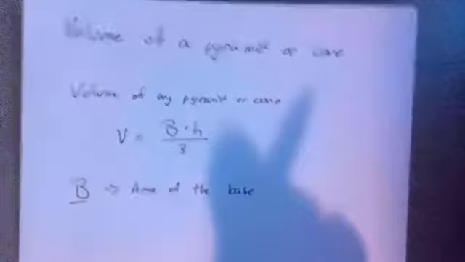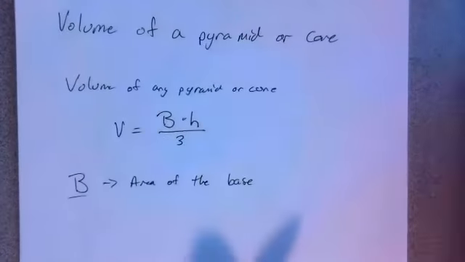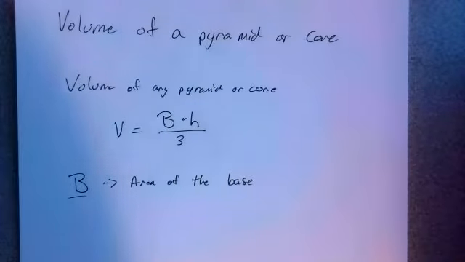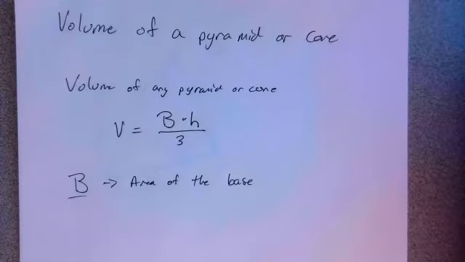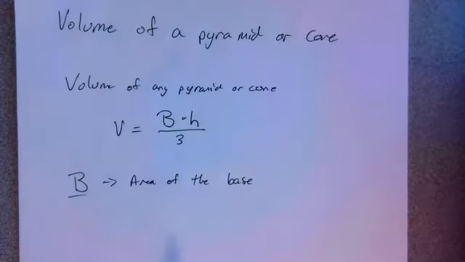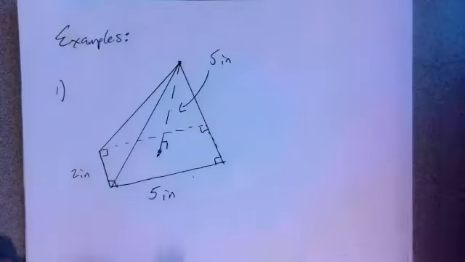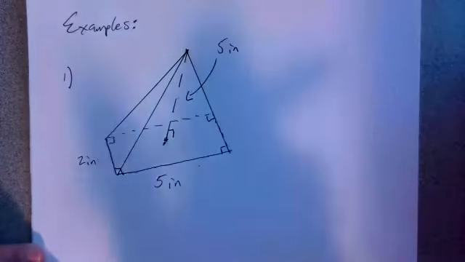Okay? So we might have to be creative with some of these, like circles. If they give us a diameter, we've got to find the radius first. Or if the base isn't a regular polygon, like a rectangle or something like that. So let's take a look at an example here. The first example that we're going to do is this one here.